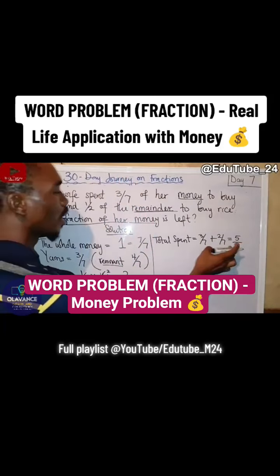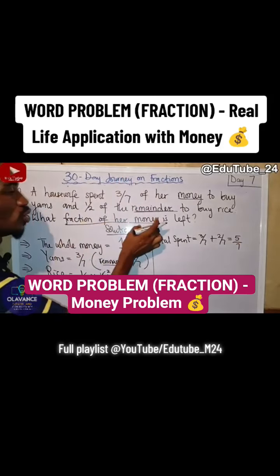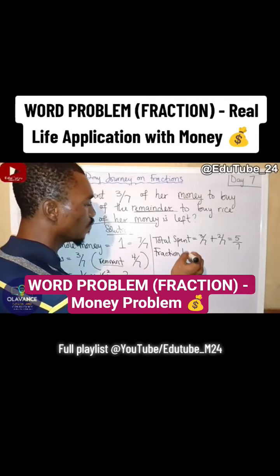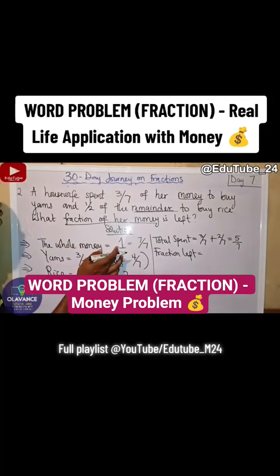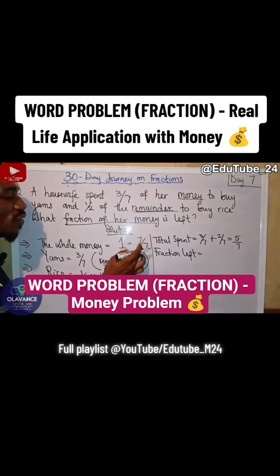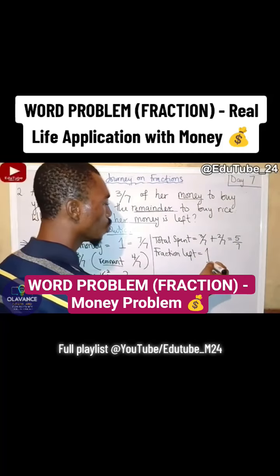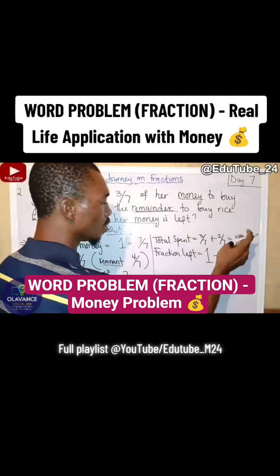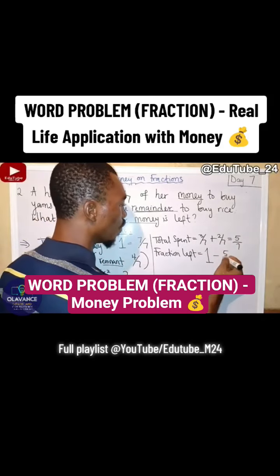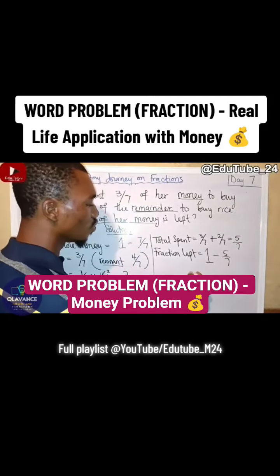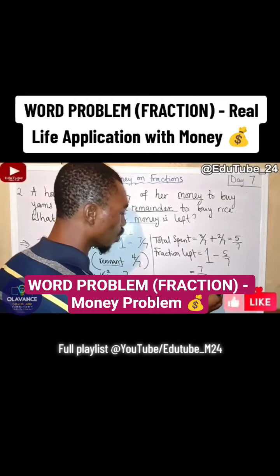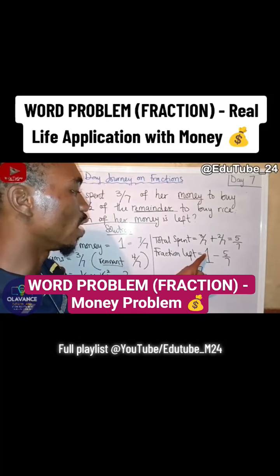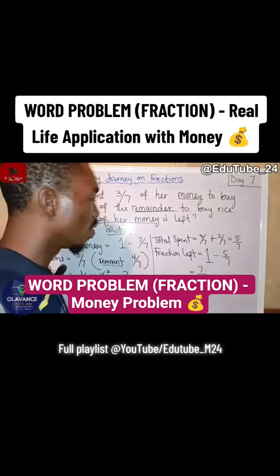And if we know the total amount spent, we can find the fraction of money that's left for her. So we say the fraction of her money left will then be, and we know that the total money is 1 whole, which is the same thing as 7 over 7. So we say 1 whole, the entire money, take away the total spent, which is 5 over 7. And then we could rewrite this to become 7 over 7, because in the literal sense, 7 over 7 is the same thing as 1, so that we can have a common denominator.